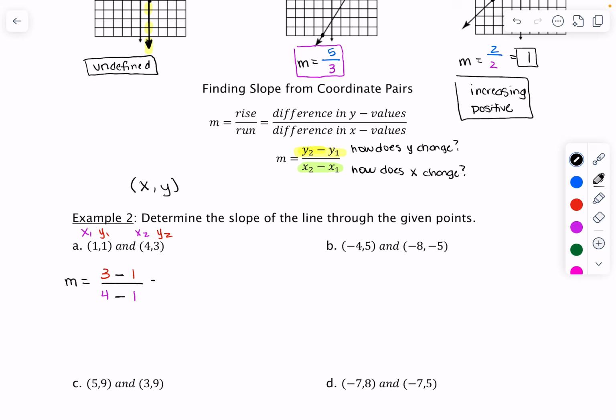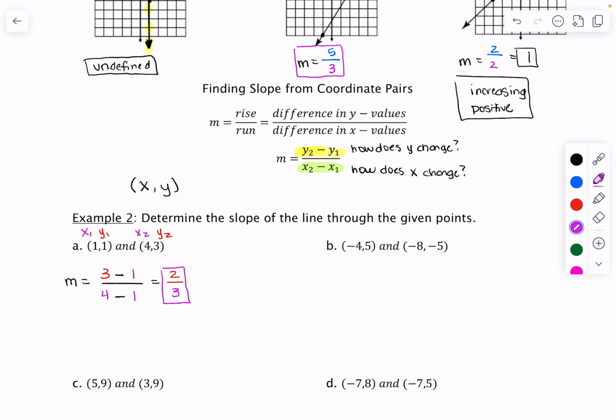Now I have to do the order of operations. So on the top, 3 minus 1 gives me 2, and on the bottom, 4 minus 1 gives me 3. So I have a slope of 2 over 3. Okay, I could check in my calculator if that reduces. It does not, so I'm just going to say 2/3 is my slope. That is the rate at which my line is increasing. Okay, so let's try a couple more.